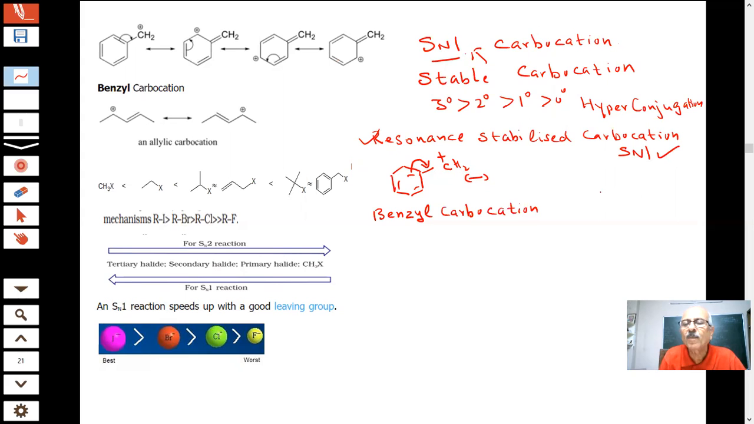Similarly, one more I told you, allyl. What is allyl? If I have a double bond and a carbon, what is this known as? Double bond, single bond. This is called allyl carbocation. Here this pi bond can shift due to resonance. This is stabilized. It has 2 structures.